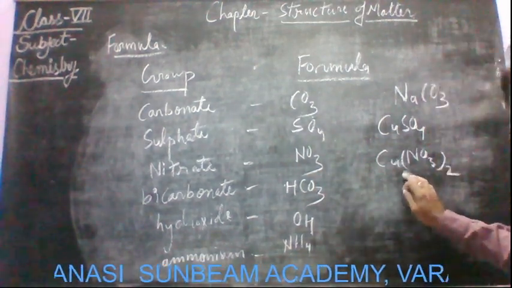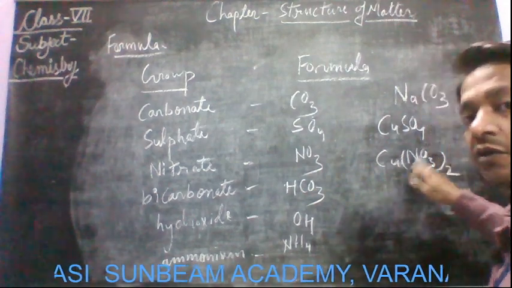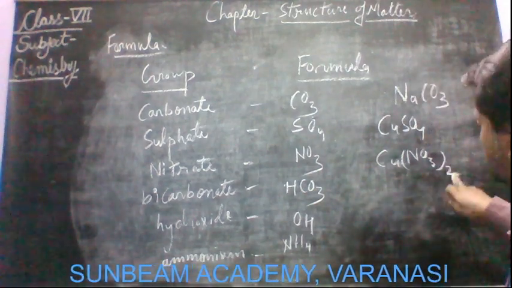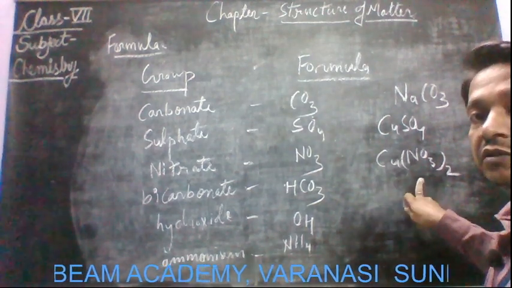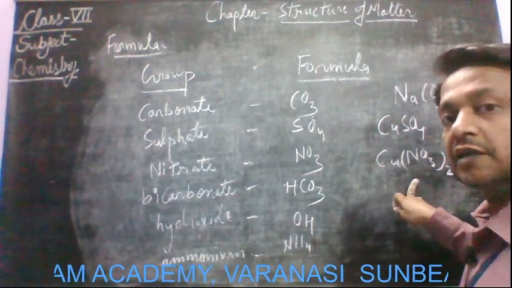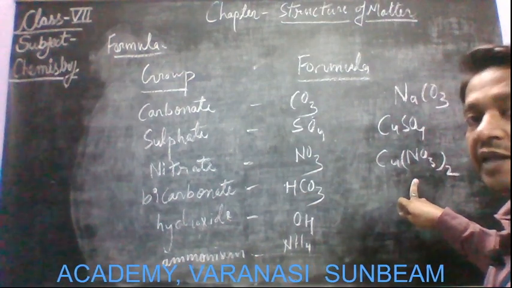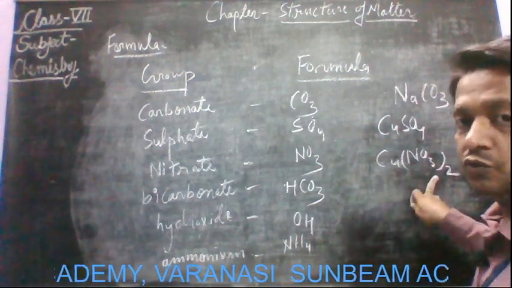And the formula is Cu(NO3) whole twice. This whole twice indicates the ratio by which they both are present in the compound copper nitrate, and that ratio is 1 is to 2.